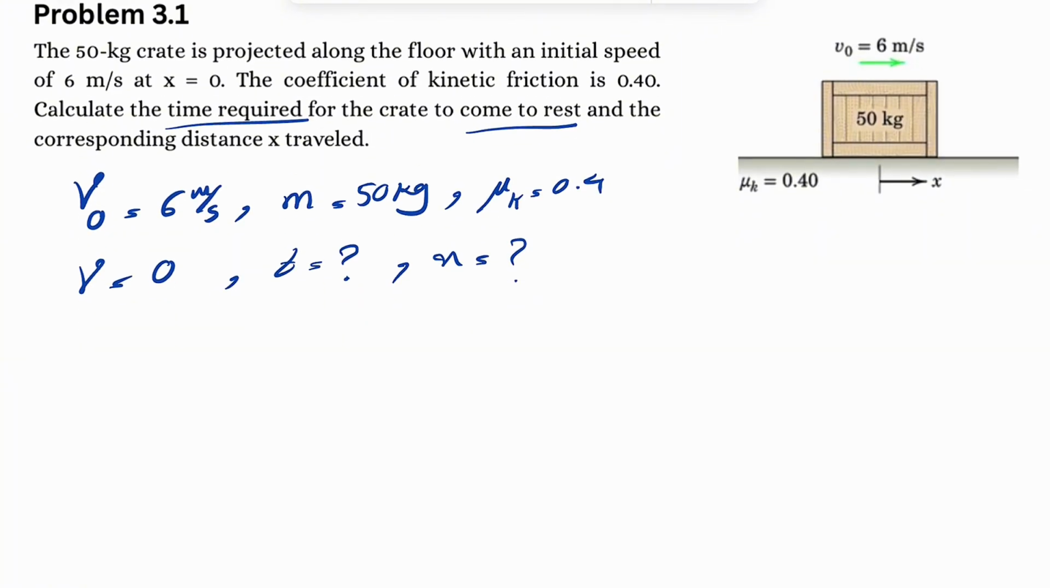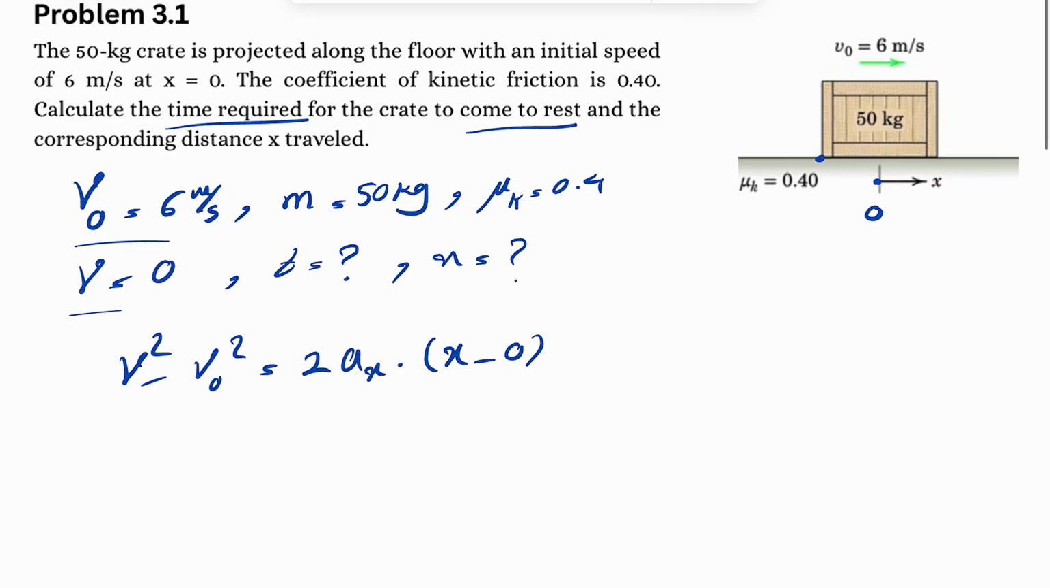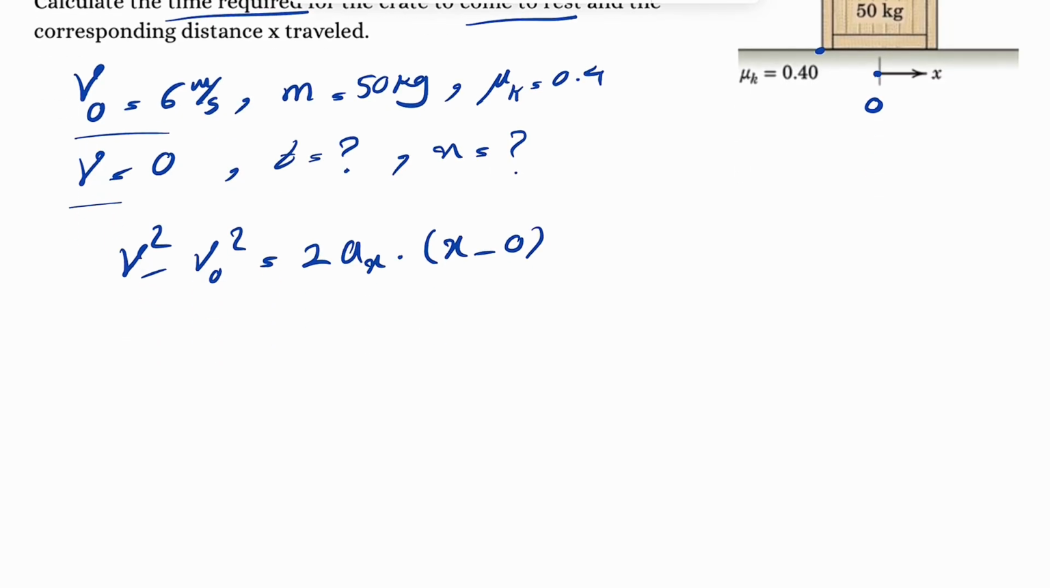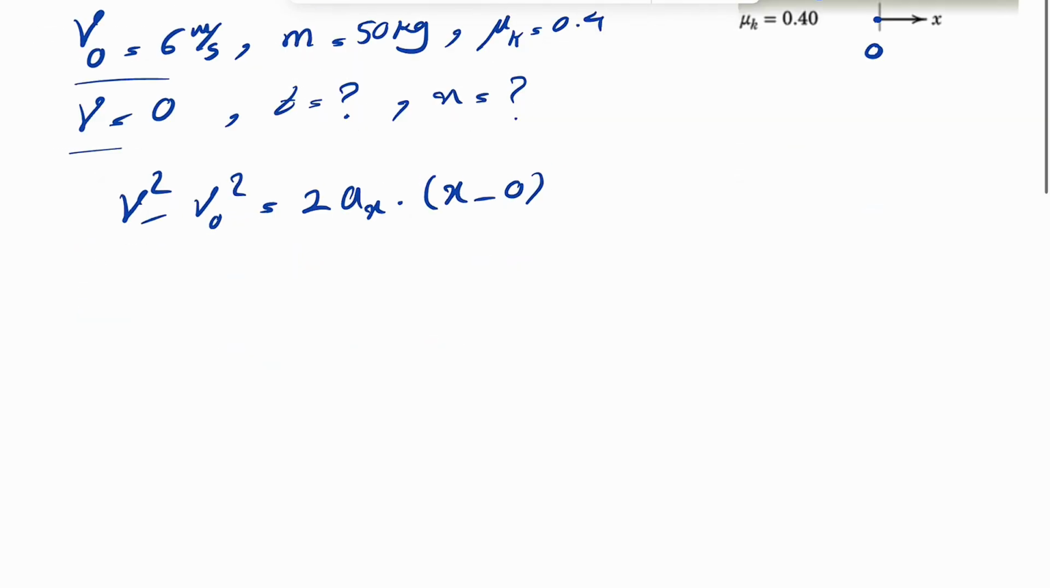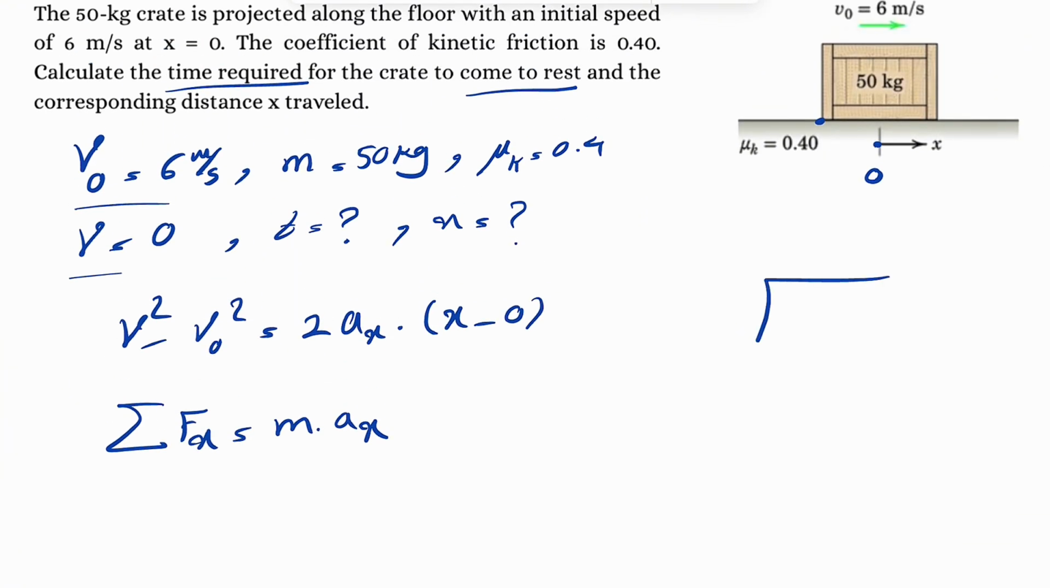So looking at the givens that we have, we use our formula v squared minus v0 squared equals 2 ax times the distance that it travels. So we can just put 0 in here. Our x minus x0, our x0 is going to be 0. So what we need to figure out is the ax, because we have the rest of these, and the way we're going to find ax is that we have the sum of all forces in x equals mass times ax. So we start with the free body diagram of the box.